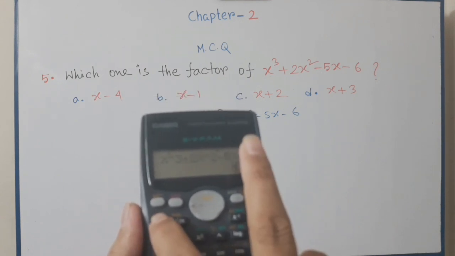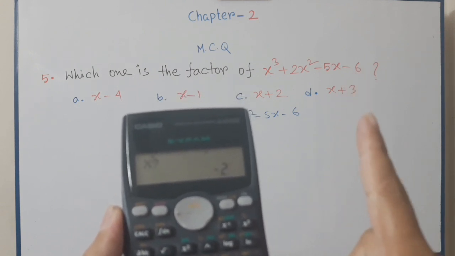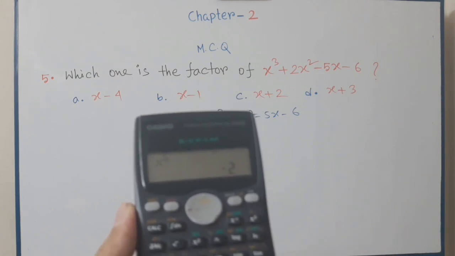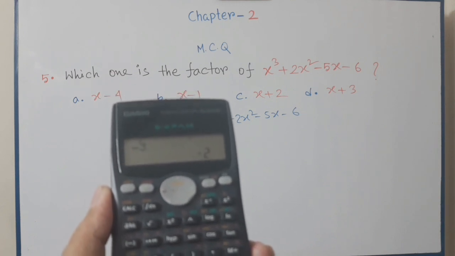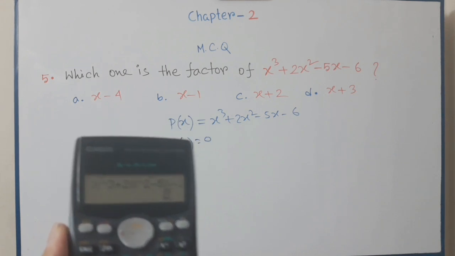Again click the calc key, and for the last option x plus 3, use the value x equal to minus 3. Here we get 0, that means the last option is a factor of this polynomial.